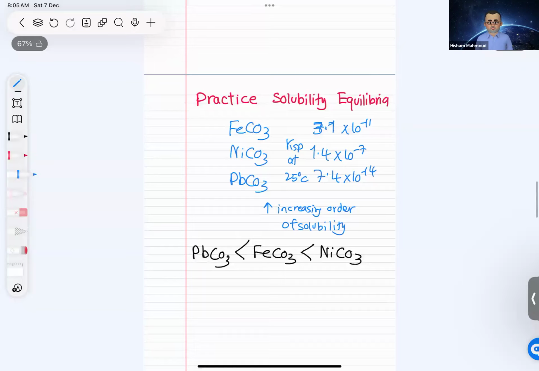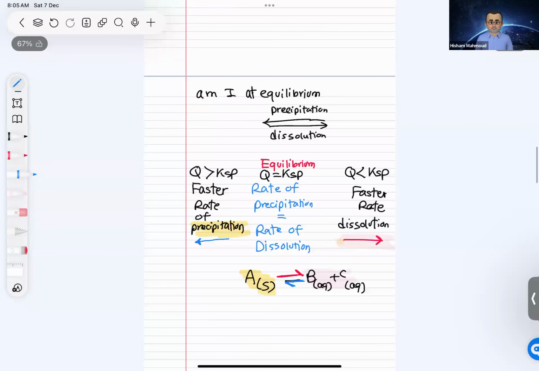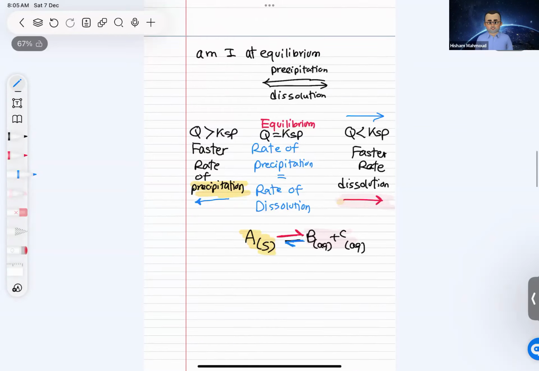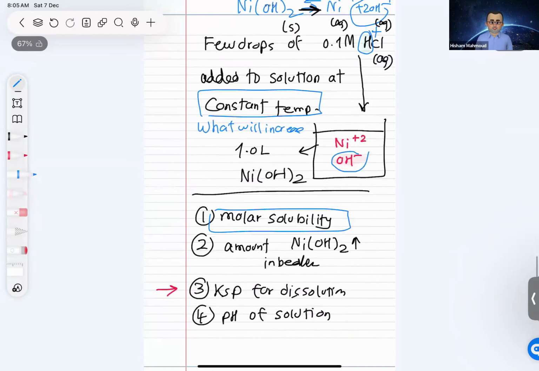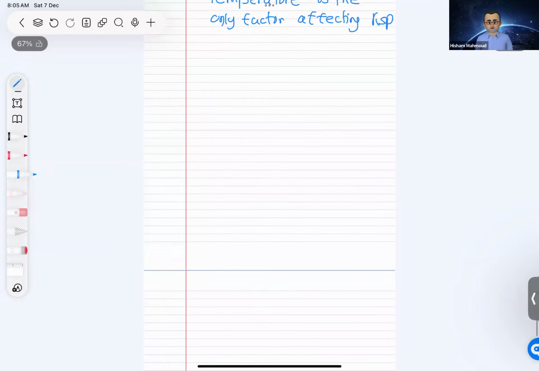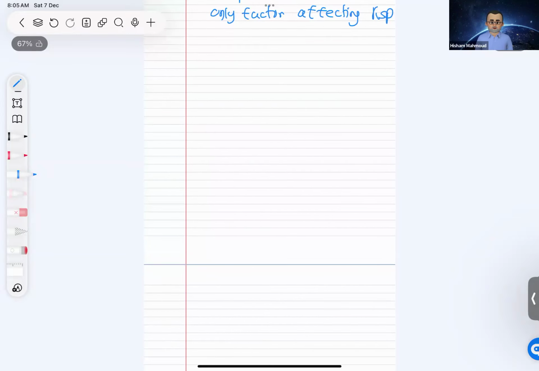The same as when we said that Q is less than KSP. So since Q is less than KSP, since I did not reach the KSP, the reaction tries very hard to go towards the equilibrium. So it moves forward more and the solubility will be faster than the precipitation.